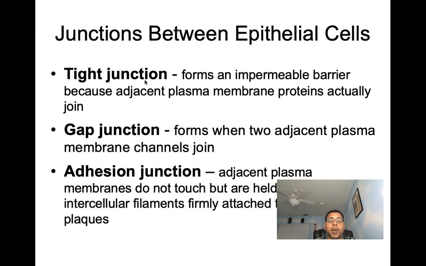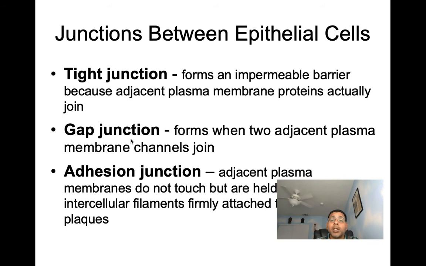The first type are tight junctions. Now, when we talk tight junctions, they form an impermeable barrier because adjacent plasma membrane proteins actually join together. So therefore, you have tight junctions.